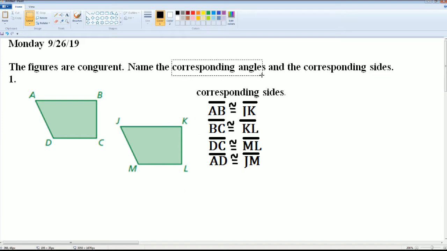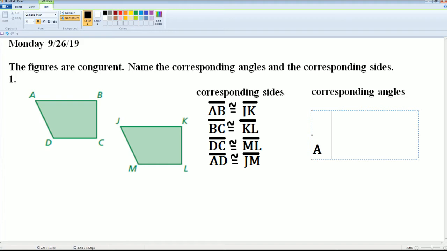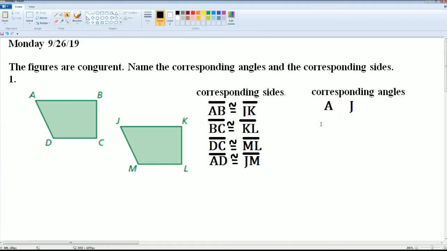Let's get the corresponding angles now. Okay, so the angles. This corner, right? Angle A is corresponding to what angle here? Angle J. See, angle A corresponds to angle J. So we can just type that. A is going to be corresponding to J. I just have to make sure I put the symbols.